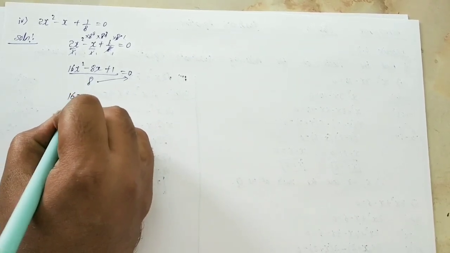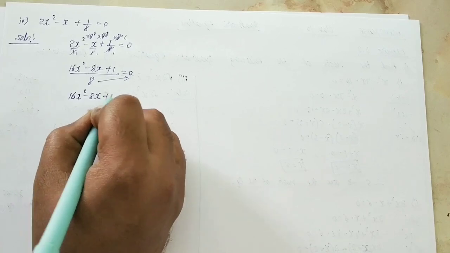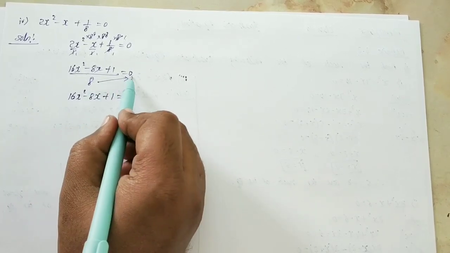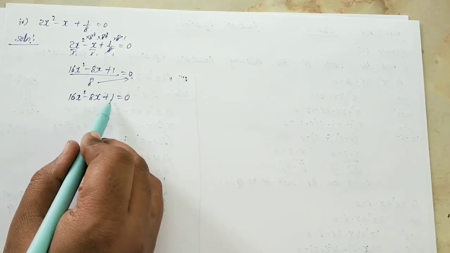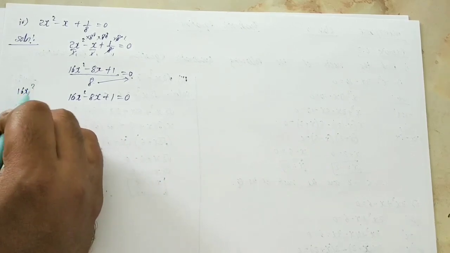So remaining 16x square minus 8x plus 1 is equal to 0. If I shift 8 to the RHS, so 8 into 0, 0, right? Now we have to multiply first term and last term. We will get 16x square, right?